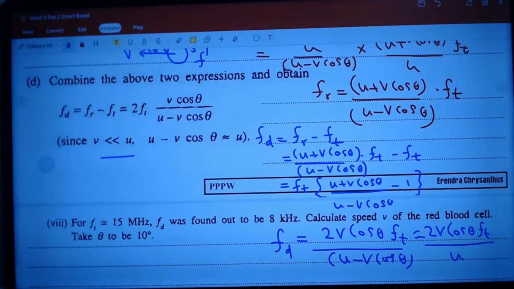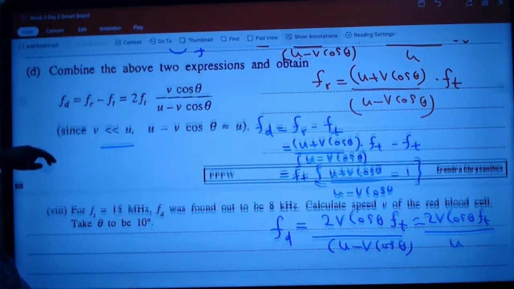For 15 megahertz, FD was found to be 8 kilohertz. Calculate V for the red blood cell. Take theta to be 10 degrees. So let me do the substitution here. Now you know the equation.